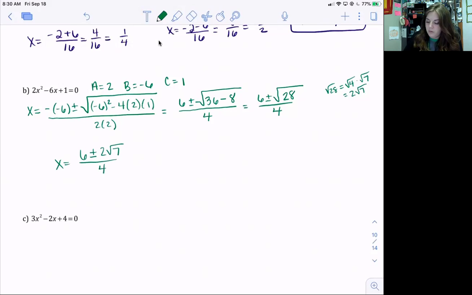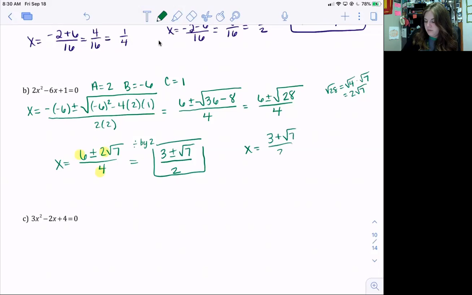And then you have to be careful. We want to check our outside numbers, can they all be divided by the same thing? And they can. They can all be reduced by 2. So we're going to divide everything by 2. So we get 3 plus or minus the square root of 7 over 2. And I'm okay with you writing it with a plus or minus sign. If you would rather write it out into 2 separate solutions, that's fine, but do not feel like you have to.